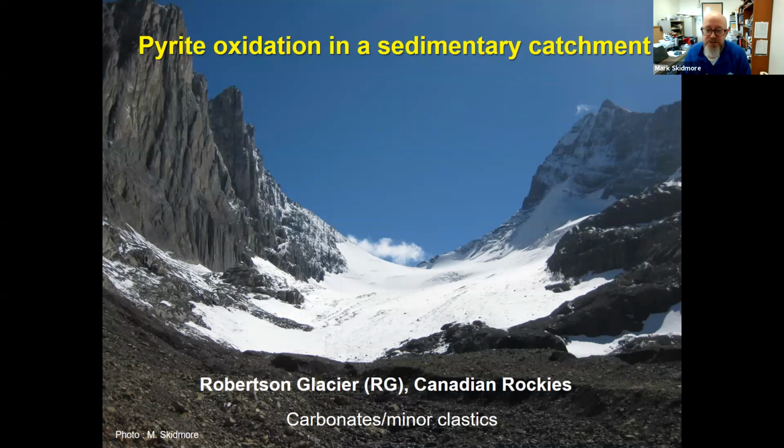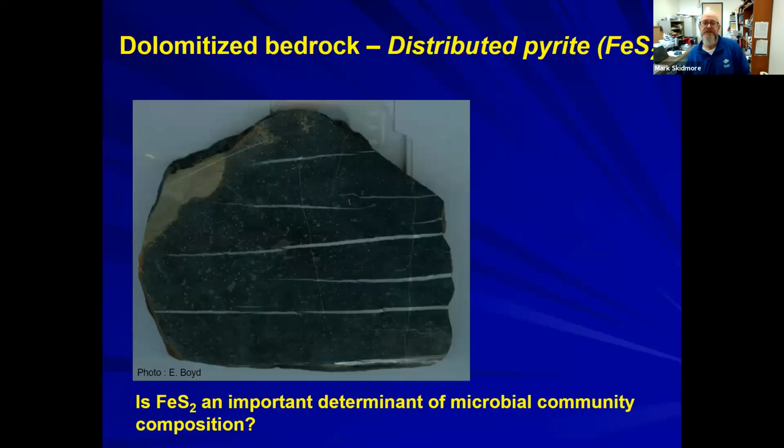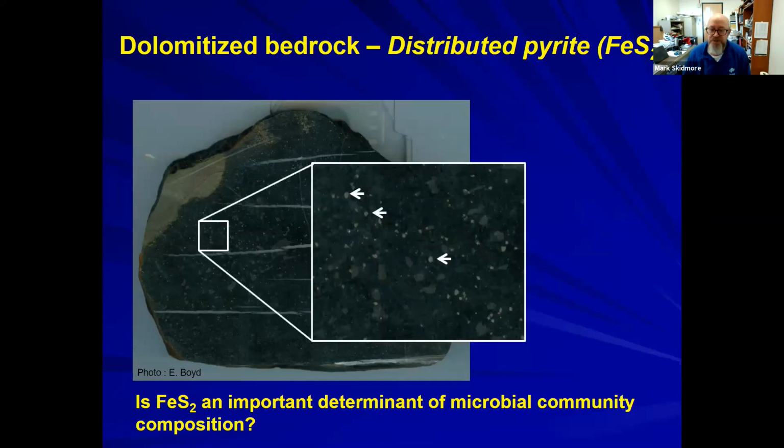So this is a sedimentary catchment up in the Canadian Rockies, with a small alpine glacier, Robertson Glacier, sitting on top of a carbonate clastic sequence. In the bedrock, there's dolomitized bedrock and distributed pyrite, and if you focus in here, we can see all these pyrite nodules indicated by the arrows. The question would be, is pyrite important in determining the microbial community composition?